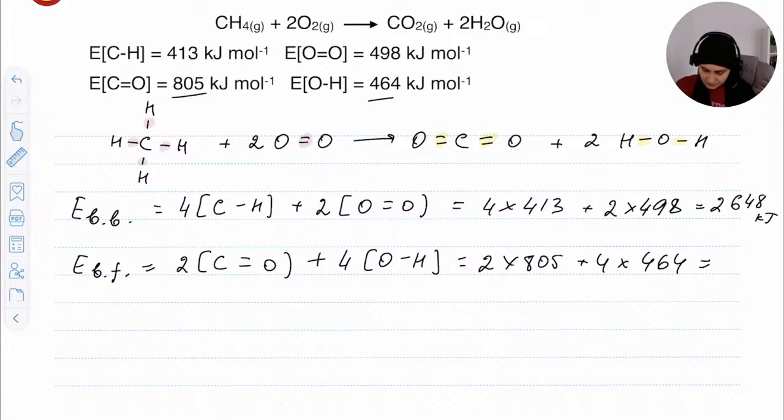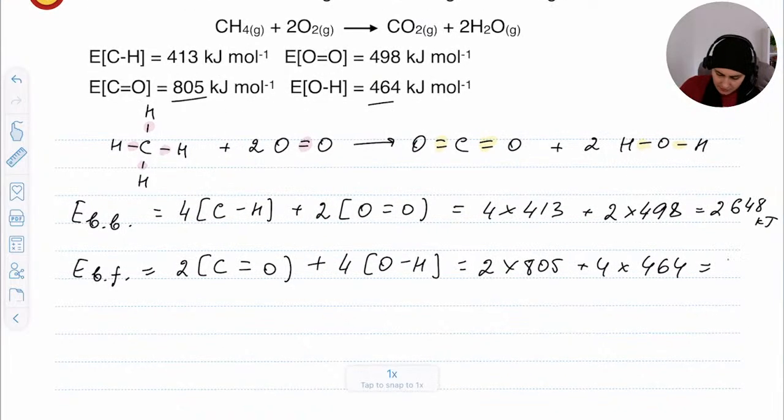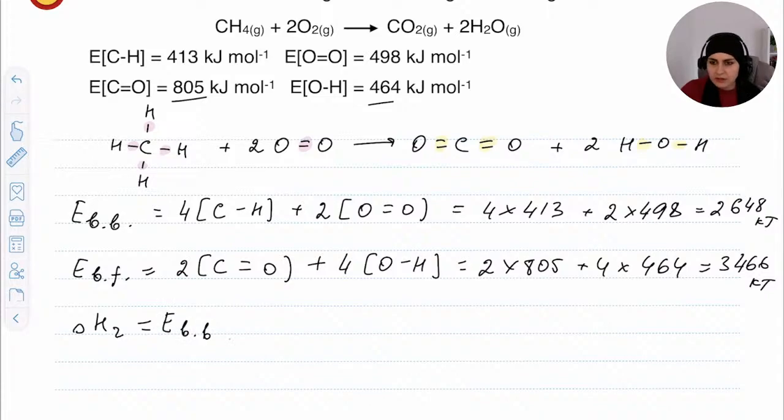4 times 464, that's 3466 kJ, kilojoules. And then subtract. Yeah, and then we use the formula that delta H of the reaction equals the energy of bonds broken minus energy of bonds formed.